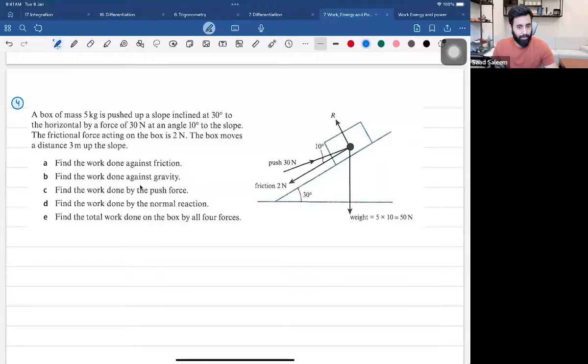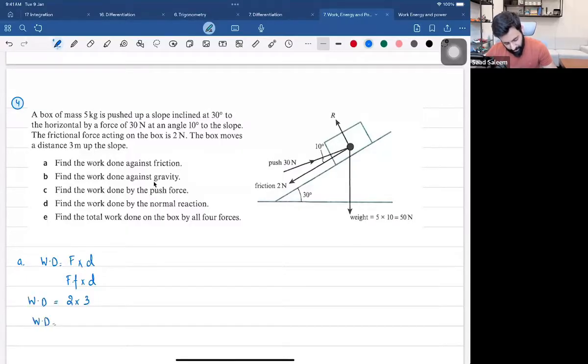If you're supposed to find the work that is done against friction, you're going to take the frictional force and multiply it by the distance. And you're going to make sure that the two values are in the same direction, meaning the force that you're taking and whatever you're multiplying it with are both in the same direction. So where's the friction force? Here's the friction force, and the box is moves 3 meters up the slope. Work done is equal to force times distance, except here we're talking about the frictional force multiplied by the distance. The frictional force is 2. The distance is 3. So the work done against friction.